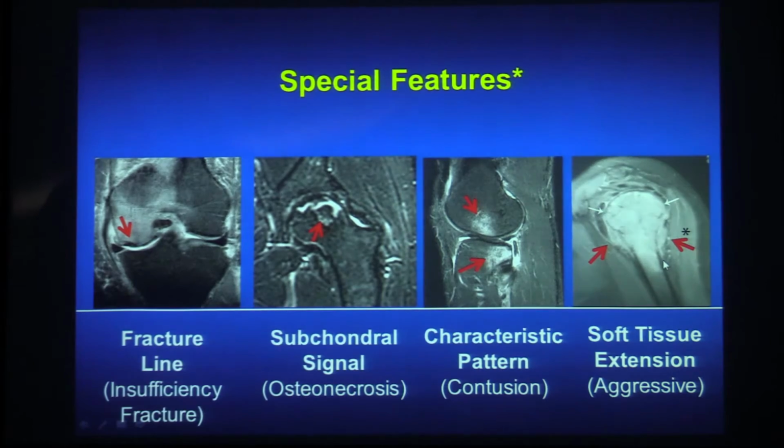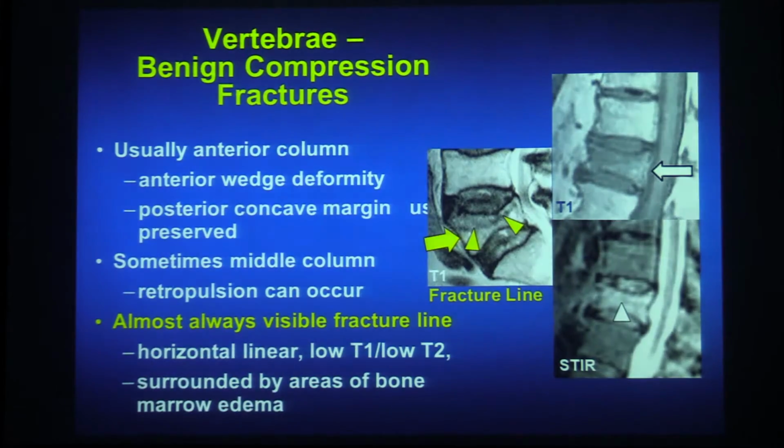And in this last image, this is a post-contrast fat-saturated T1 weighted image. We see abnormal signal in the proximal humerus, but we also see abnormal signal extending outside the bone, soft tissue extension, indicating that this is an aggressive process.